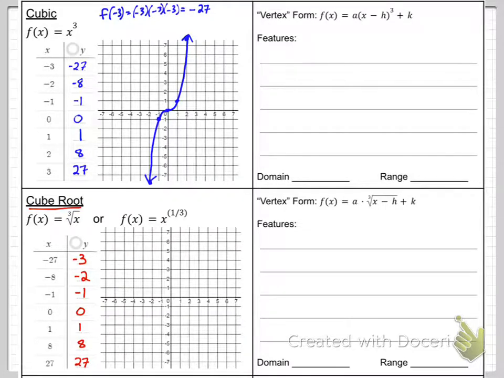When we plot these, we'll get something that looks like this. And notice this looks very similar to the cubic function. It's just flipped on its side. And again, there's a good reason for that. That's because the cubic function and the cube root function are inverses of each other.